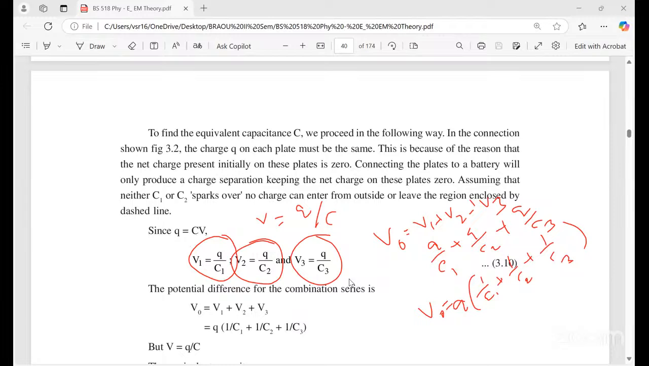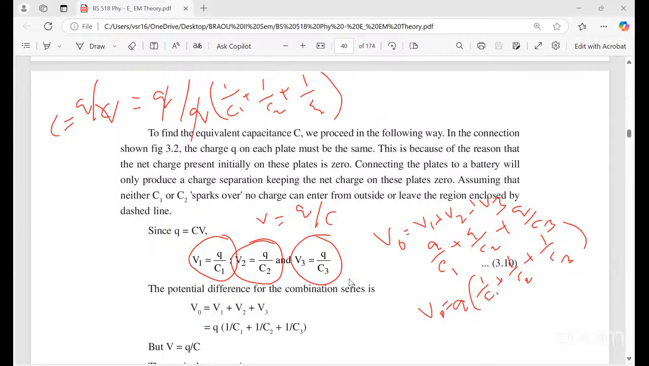But what is the formula? C equals Q by V. So Q by what is V? Q into 1 by C1 plus 1 by C2 plus 1 by C3. Q gets cancelled. What is the resultant capacitance connected in series? This is the answer, the final answer.